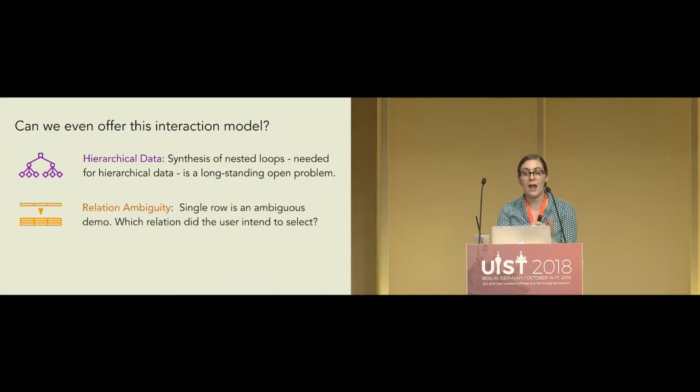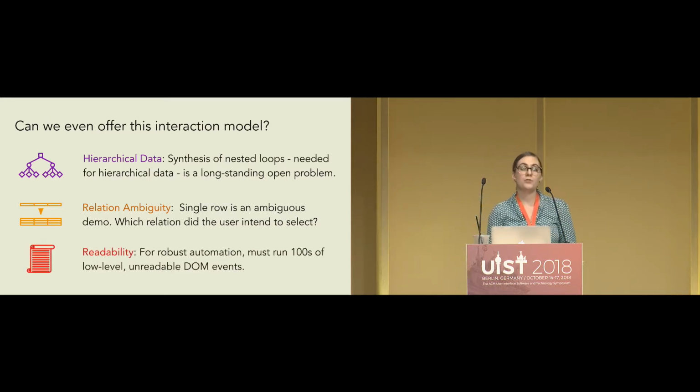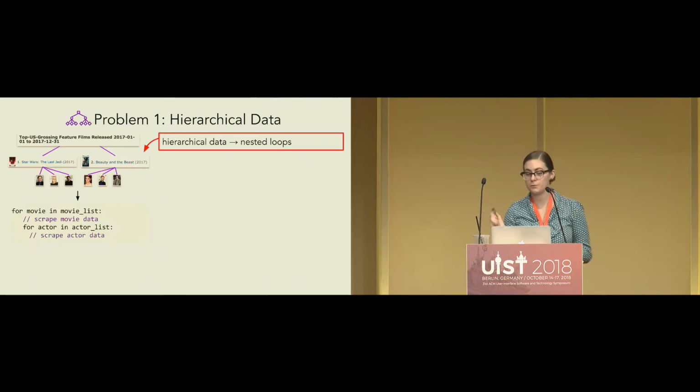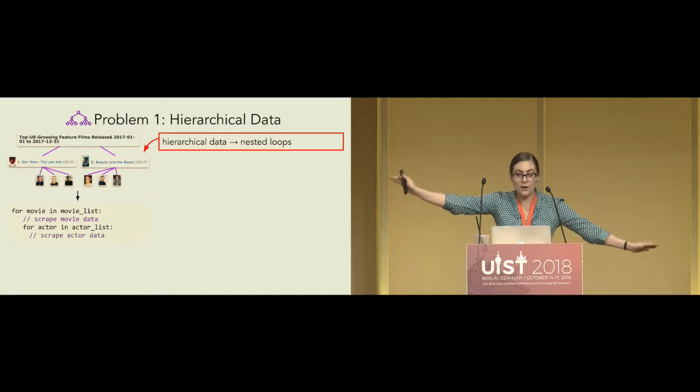Relation ambiguity: we're asking them to produce only one row from each of the tables that they're interacting with. Now, that's not going to give us a lot of information on how to pick which relation they want from a given web page. There's also the question of readability. In order to make these scripts really robust and make them handle modern web pages, you have to run these very low-level events, but the user doesn't want to see that. Even a programmer doesn't want to see that. It's kind of gross. So problem one, hierarchical data.